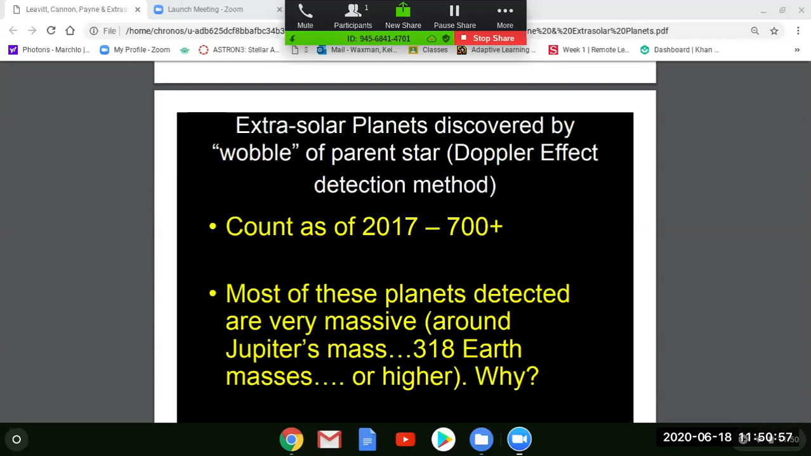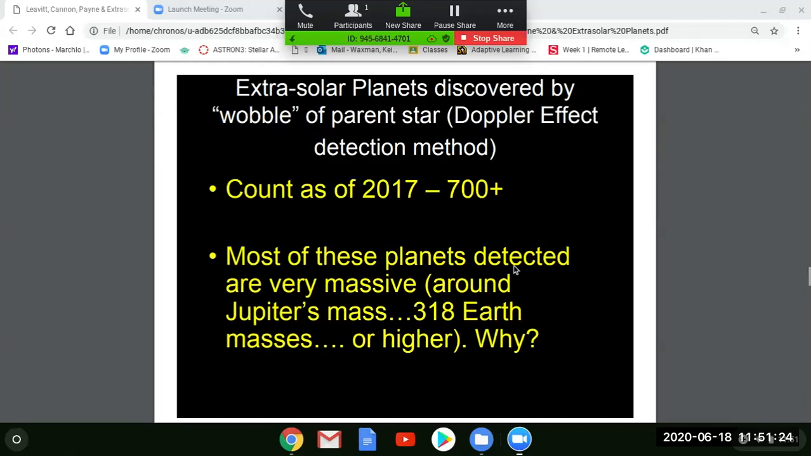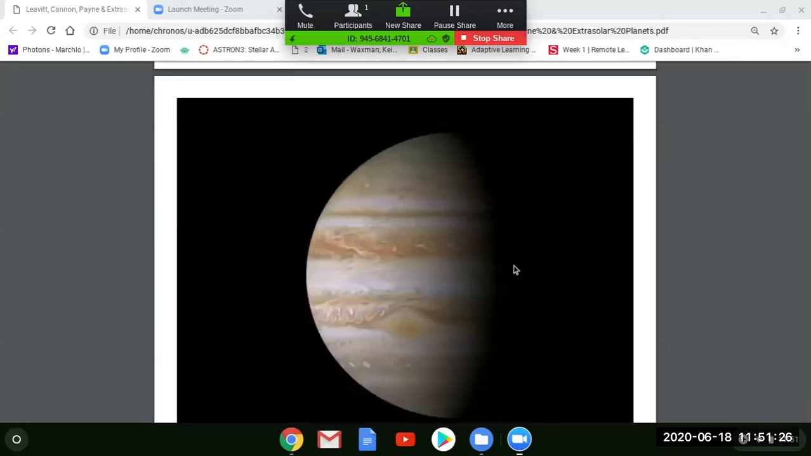Why would we be more easily detecting these planets if they're the more massive? What do you think? Well, the more massive planets will cause the star to wobble more, and you can see a Doppler shift more easily. The lower mass planets, it would be very hard to see a slight shift in a dark line if it's a very, very low mass planet, but a more massive planet would cause a bigger shift. So most of the planets we were discovering at first were like this.